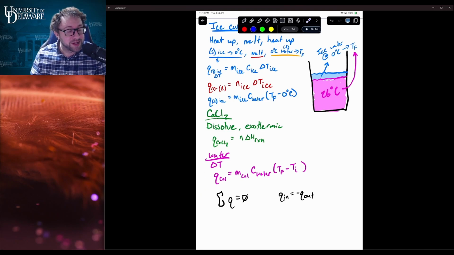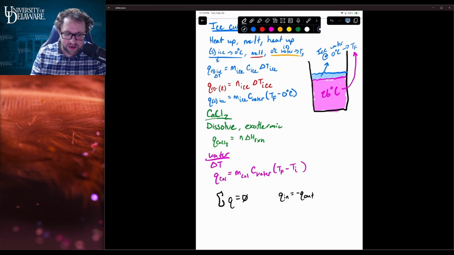The ice is gaining energy, right? It's taking in energy from the environment. The calcium chloride is giving up energy. The water, we don't actually know which side of the equation to put it on.